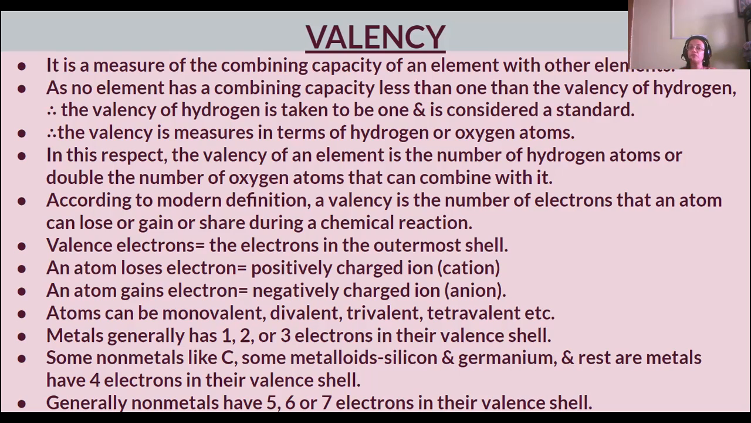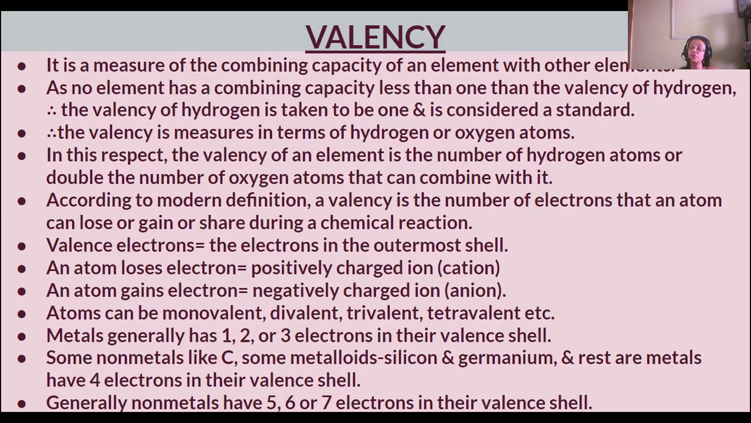For example, if we take an element, say X, we need to know the number of hydrogen atoms or double the number of oxygen atoms which are combining with that element X. Then we will be able to know the valency of that element X.